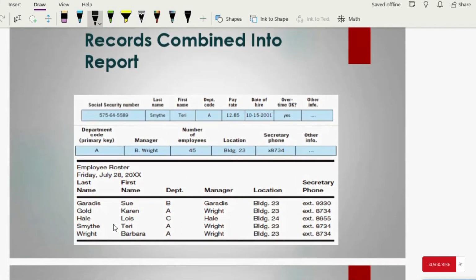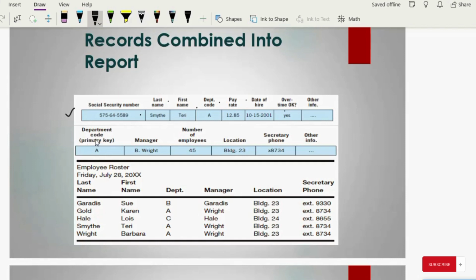It's an example for you. I have two tables with me. The first table is the employee table. It has social security number, last name, first name, department code, pay rate, and joining date. This is one data file which I have.